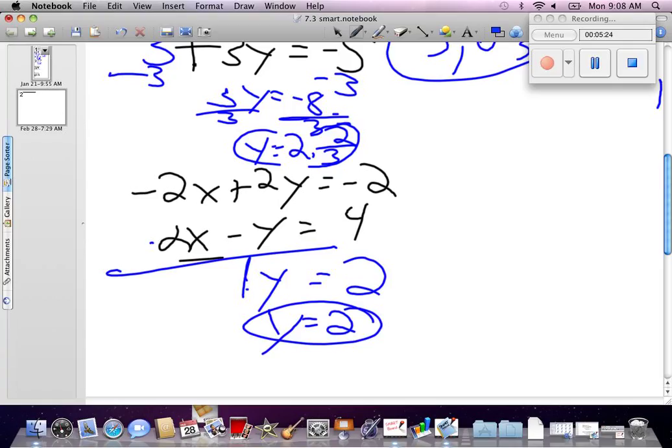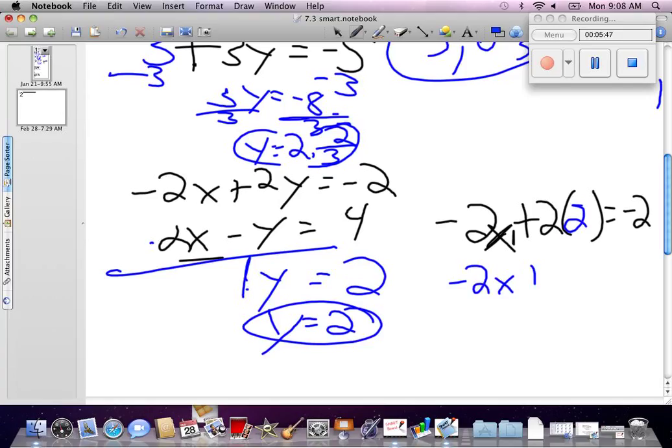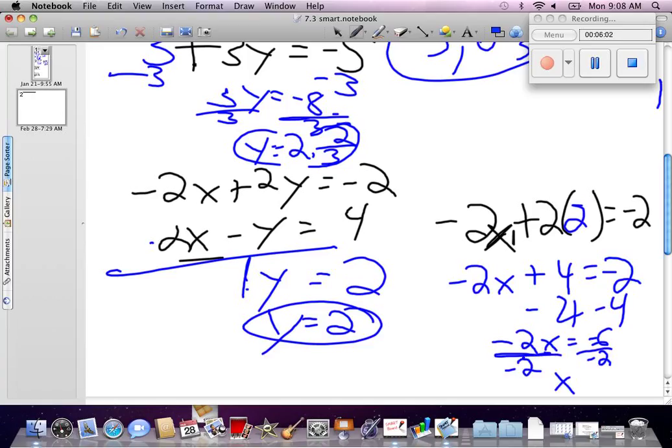Done. Now we plug it back in. It doesn't matter which one you plug it back into. I'm going to do the first one. So I write negative 2x plus 2 equals negative 2. Instead of a y, I put 2. Now I get negative 2x plus 4 equals negative 2. Subtract 4 from each side. You get negative 2x equals negative 6. Divide by negative 2. X equals 3. Done.